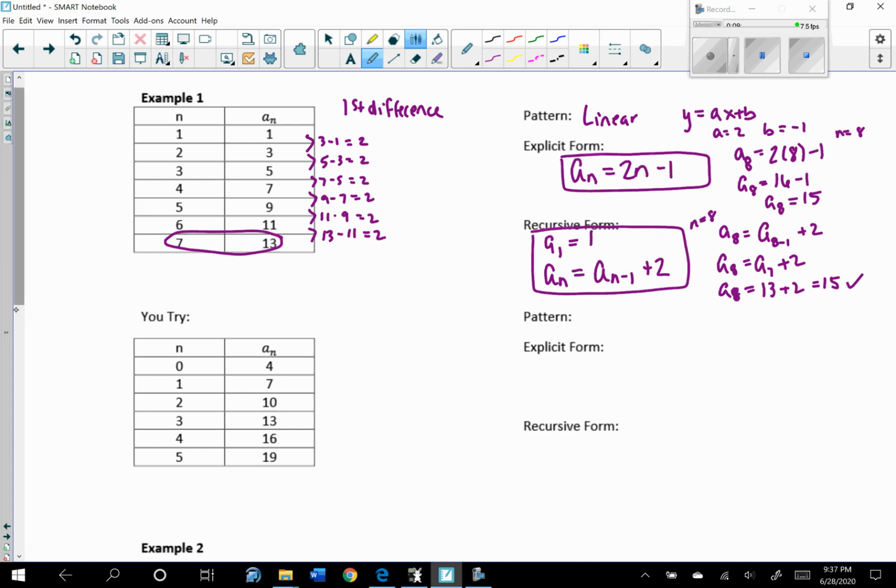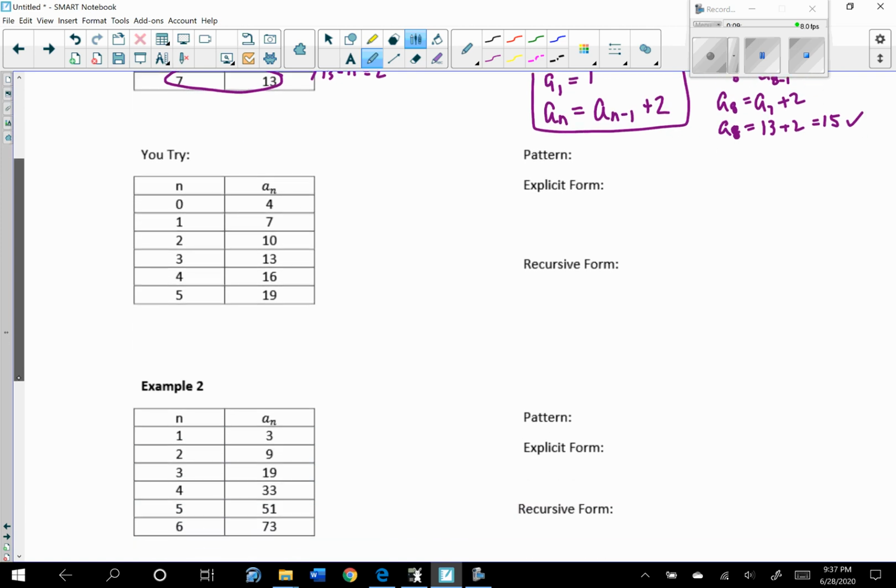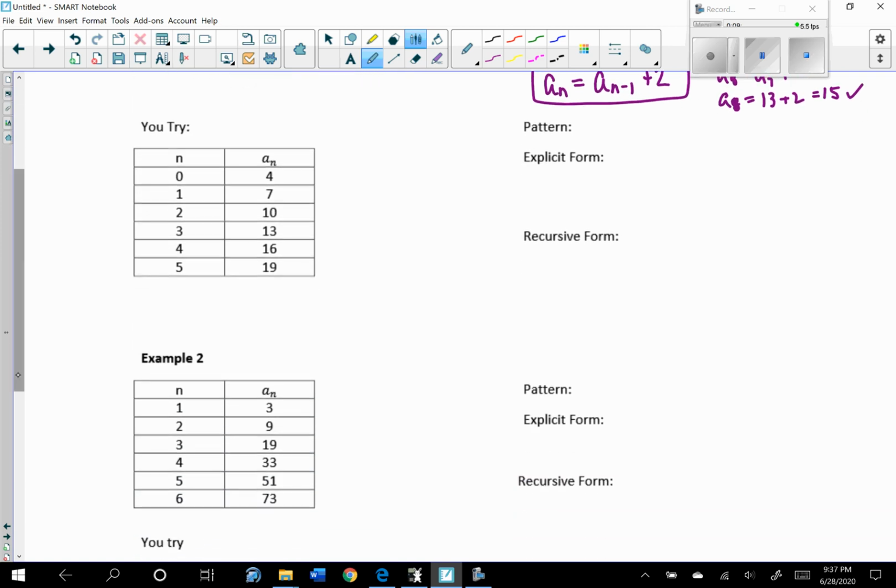So why don't you go ahead and do this next one on your own. When you're done, you can unpause the video and we'll check our work.